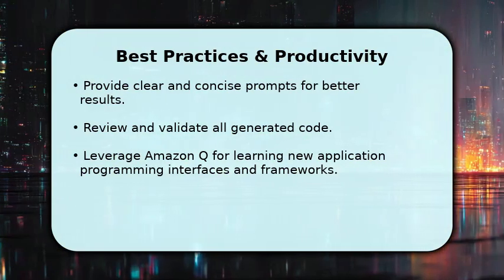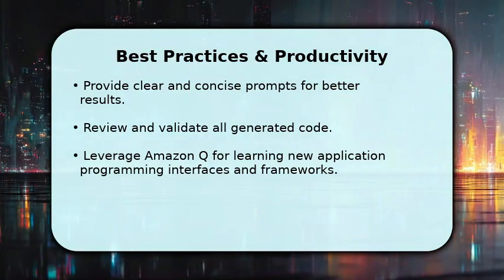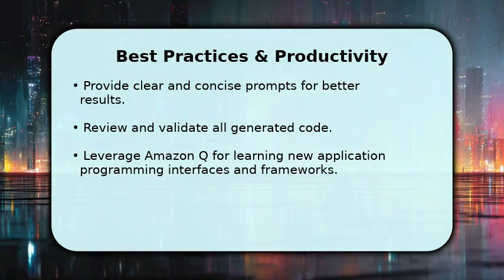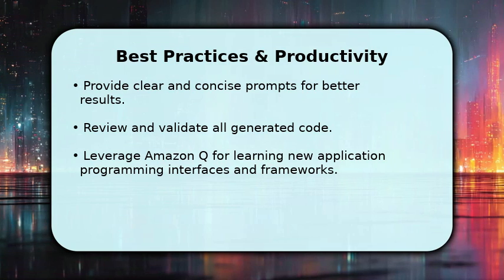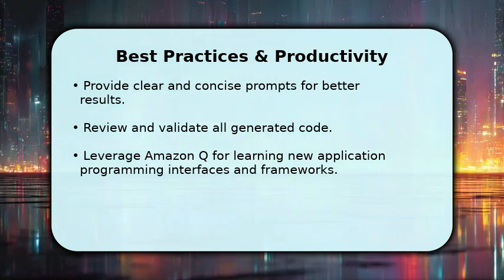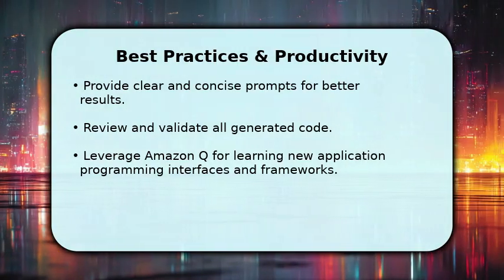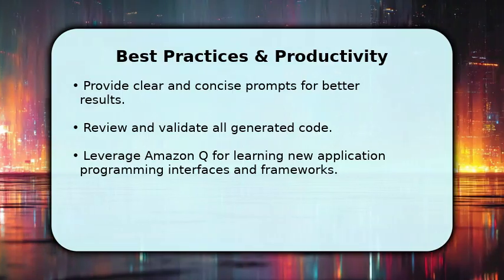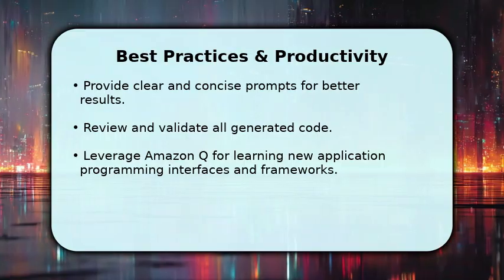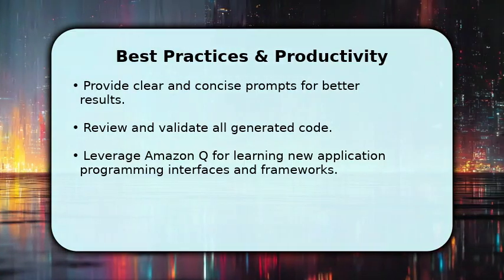To maximize your productivity with Amazon Q, always provide clear and concise prompts. The more specific your request, the better the generated output will be. Remember to always review and validate any code Amazon Q generates, as it is an assistant, not a replacement for human oversight. Utilize its capabilities to explore new application programming interfaces, understand unfamiliar frameworks, and even learn best practices for various programming languages, making you a more efficient and knowledgeable developer.